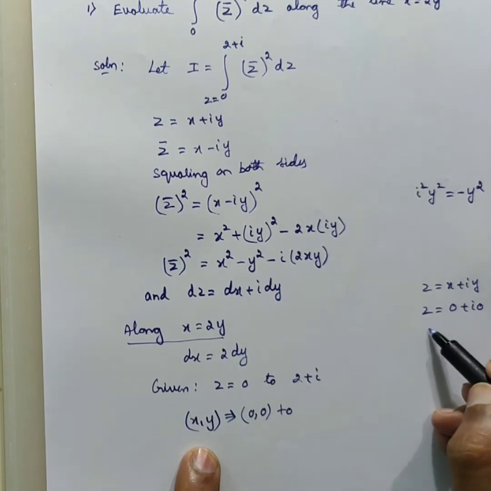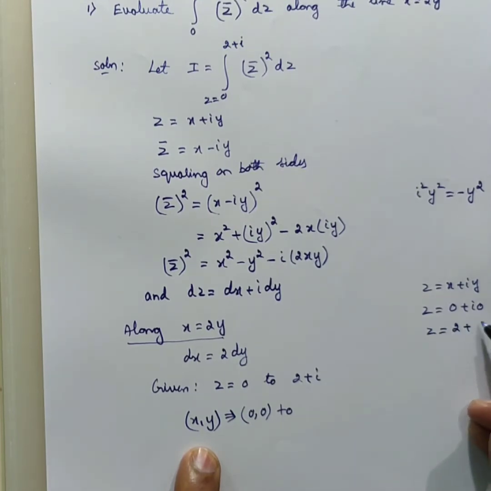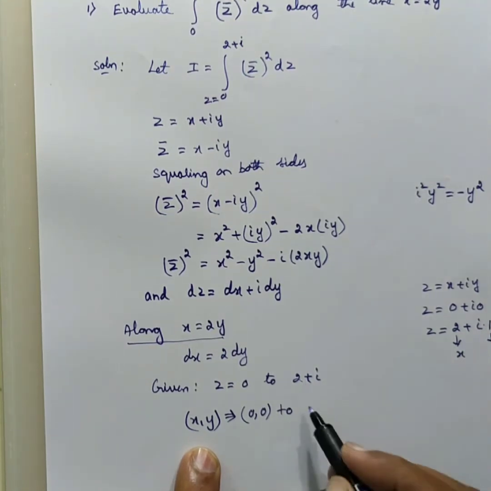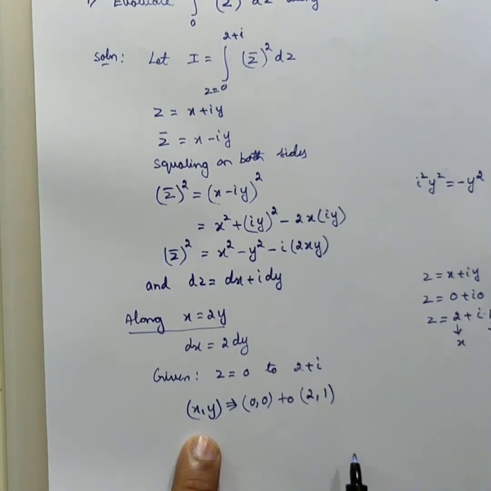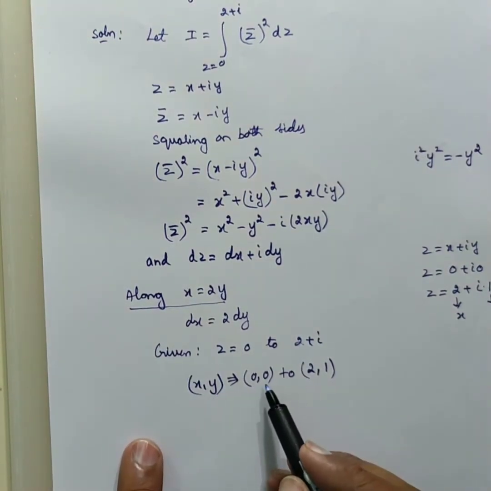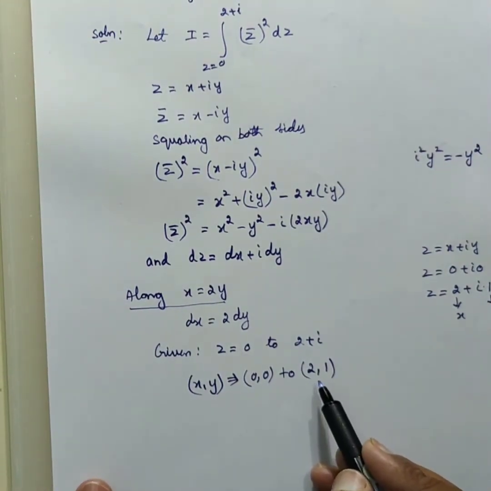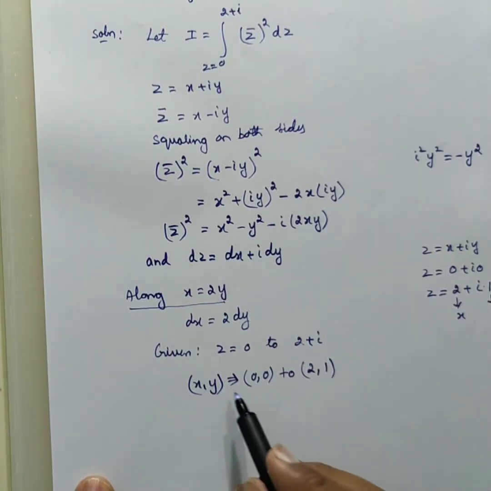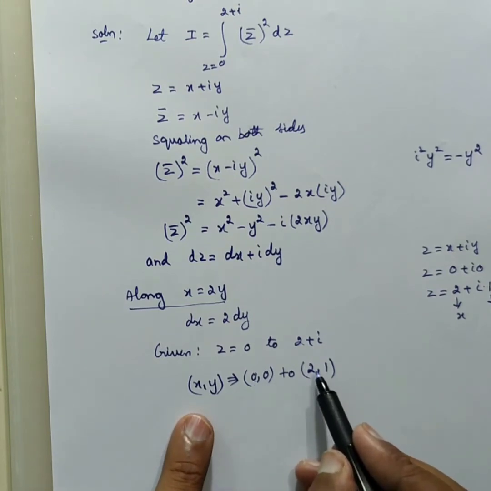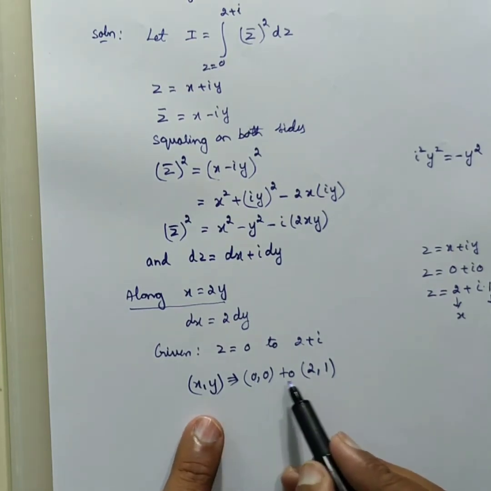Similarly here you have another value, 2 plus i. So this 2 will be your x value, and i into 1, so your value of y will be 1. So you will be getting x comma y equal to 2 comma 1. Therefore the range for x comma y will be from 0 comma 0 to 2 comma 1. Which means that the value of x is ranging from 0 to 2 and the value of y is ranging from 0 to 1.